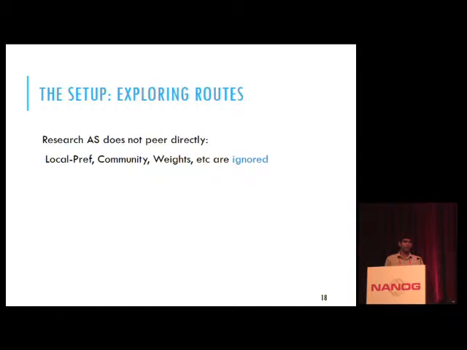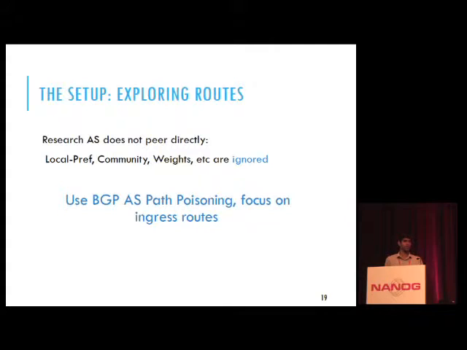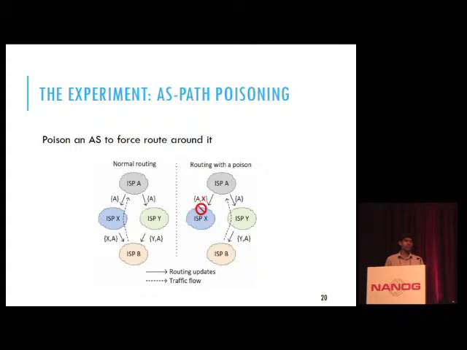So how does this research AS control ASes and ISPs multiple hops down the line to select between routes? Since it does not peer directly, we had to resort to using AS path poisoning and focusing only on ingress routes. So poisoning is typically a method of forcing a route around a certain AS. And the example highlighted here is where I have a certain server sitting in, say, ISP A. My clients sit in ISP B, and they talk to me by routing packets through ISP X. Whereas I would actually like to receive packets through ISP Y for various reasons. Now, how do I cut X out of the loop?